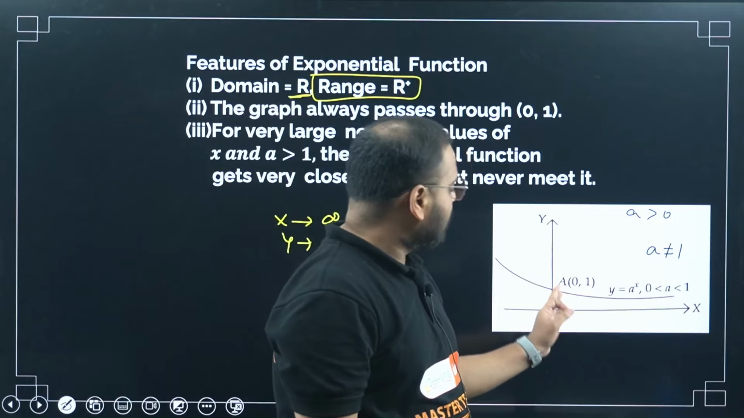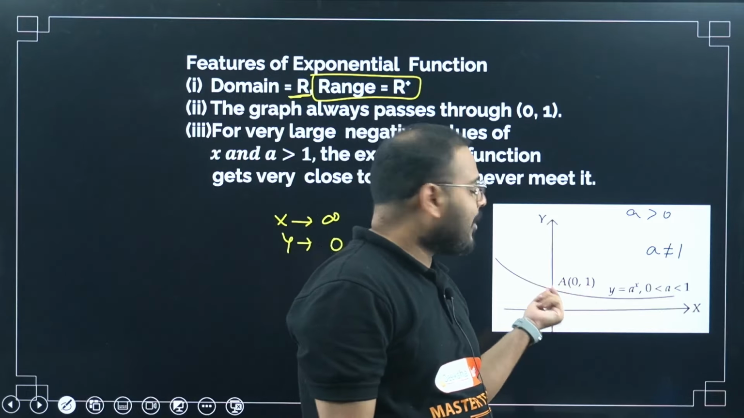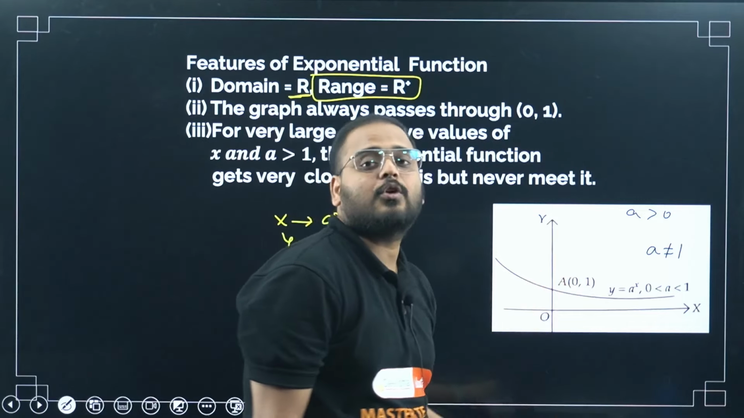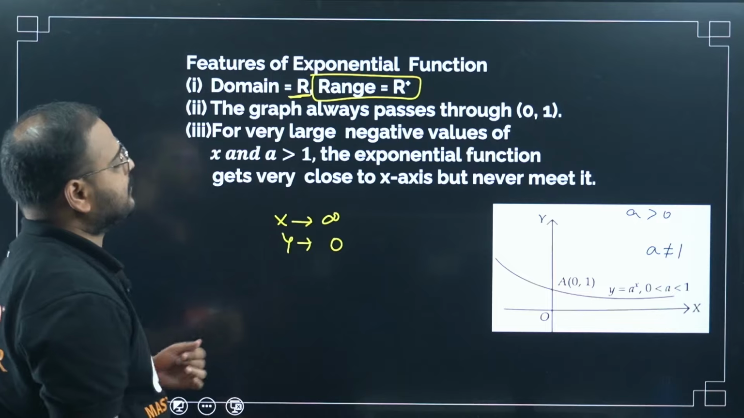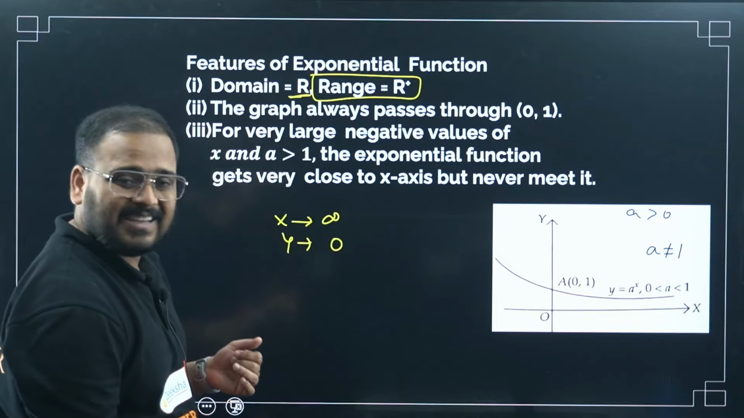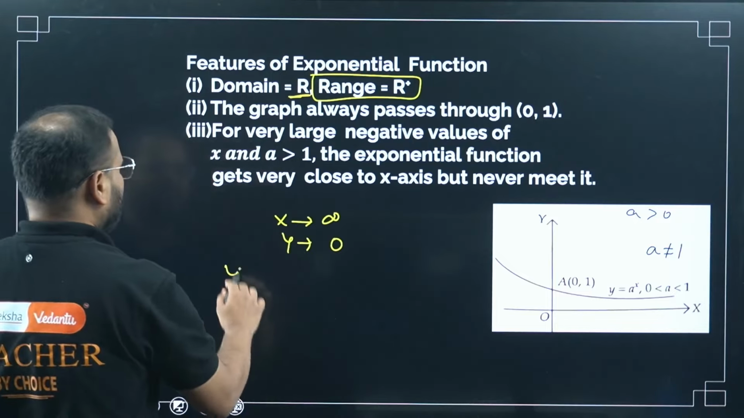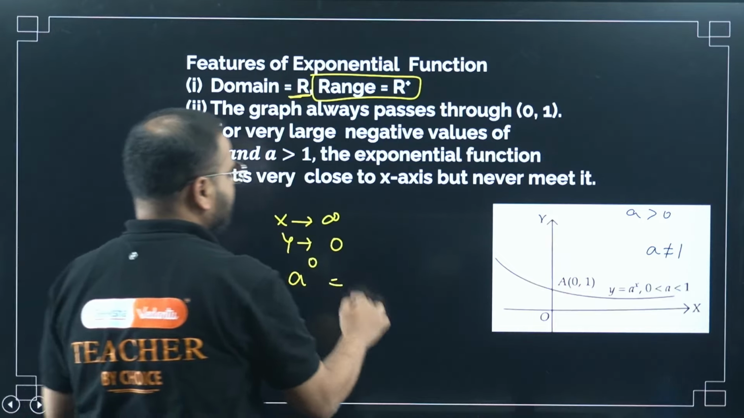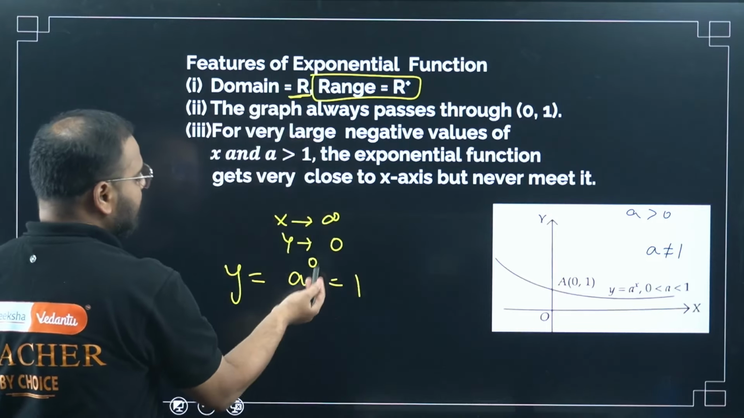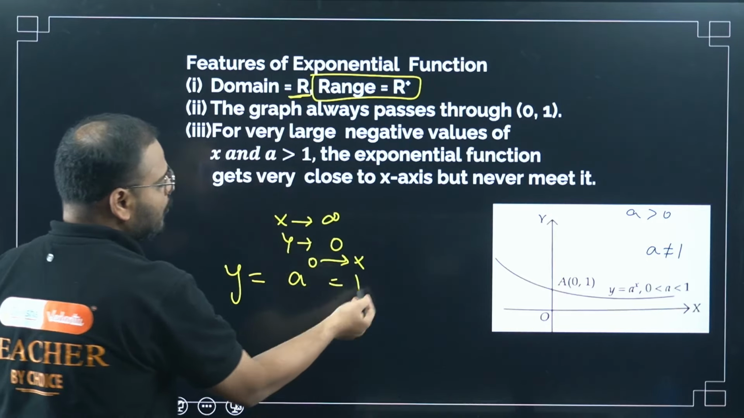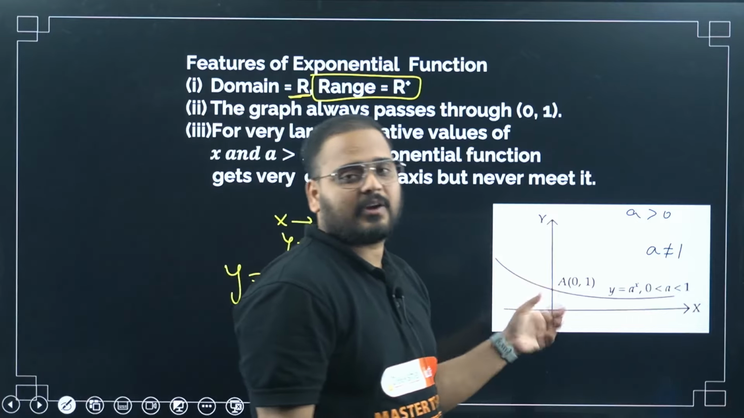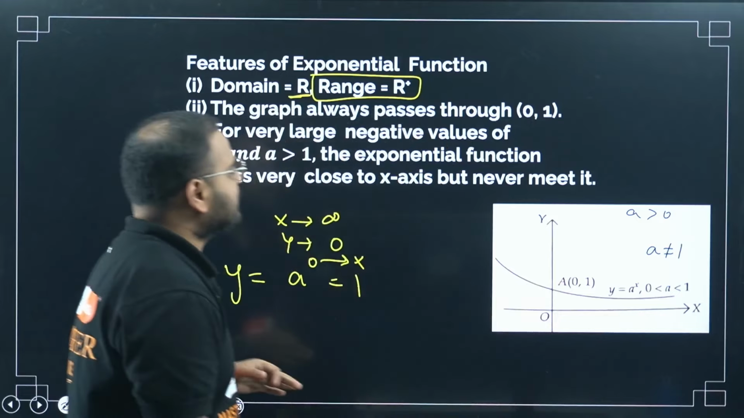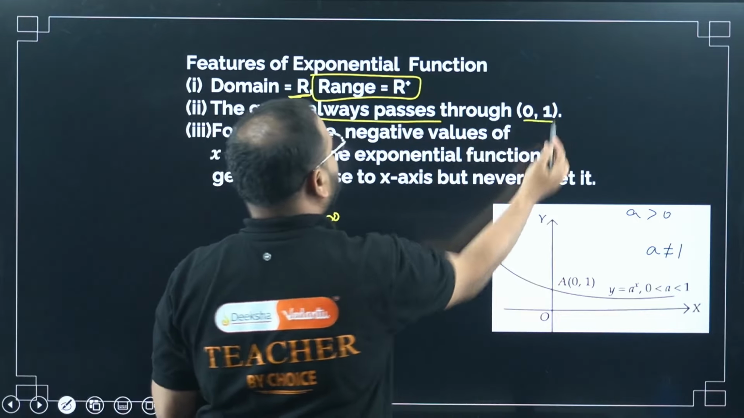See, at point 0, the graph is passing through (0, 1), right? The exponential function will always pass through (0, 1). Why is that? Any answer for this? If I am writing anything to the power 0, what is the answer? Simply 1. The function is y equal to a power x. If I write x as 0, the answer is simply 1. So the graph of the exponential function will always pass through the point (0, 1). Very simple, right?